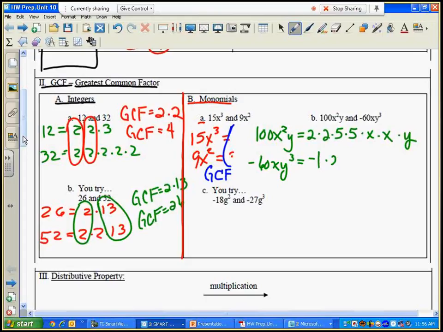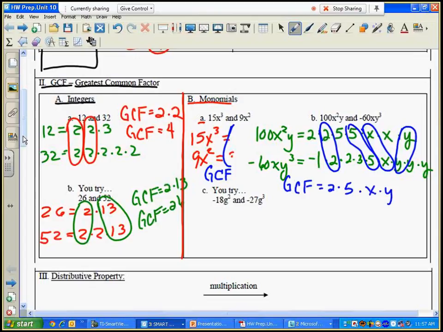All right, well, 60 is 2 times 30. 30 is 2 times 15. And 15 is 3 times 5. Times x. And then I've got the 3 y's. Let's see what they share. They share a pair of 2's. They share a pair of 5's. An x and a y. Okay. So the GCF there will be 2 times 5 times x times y, or 10xy.